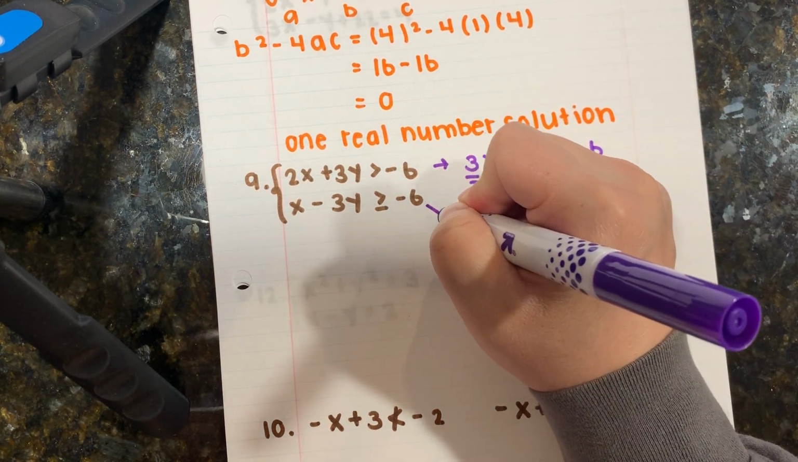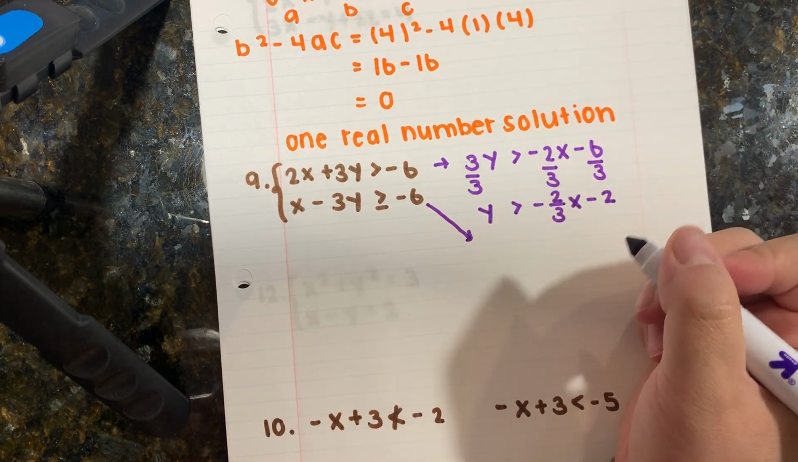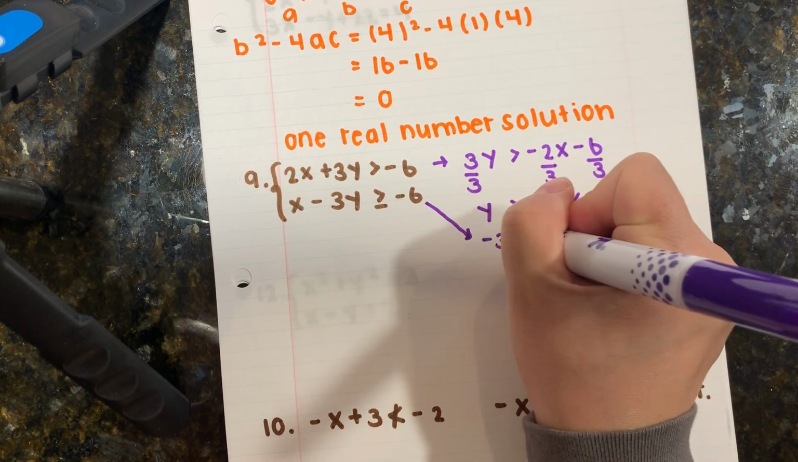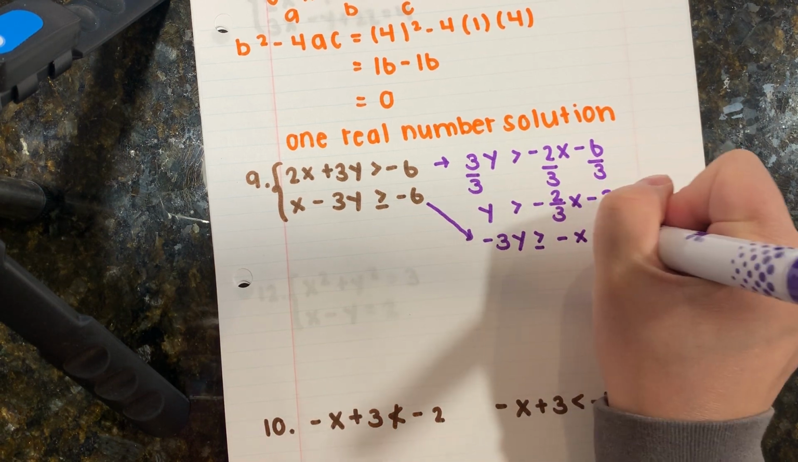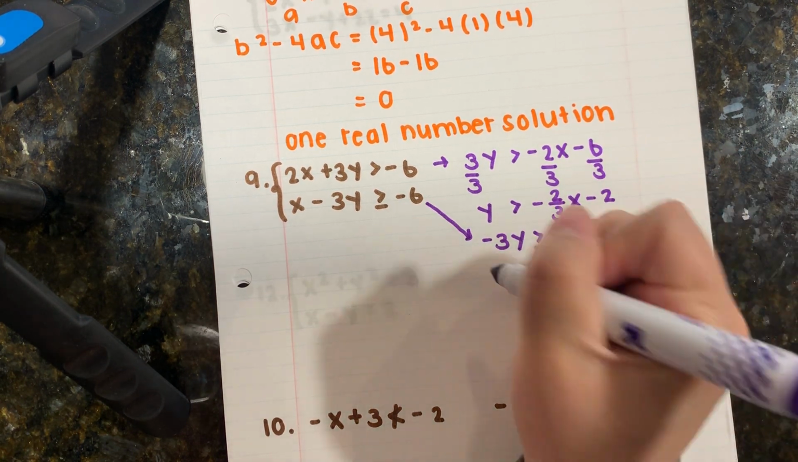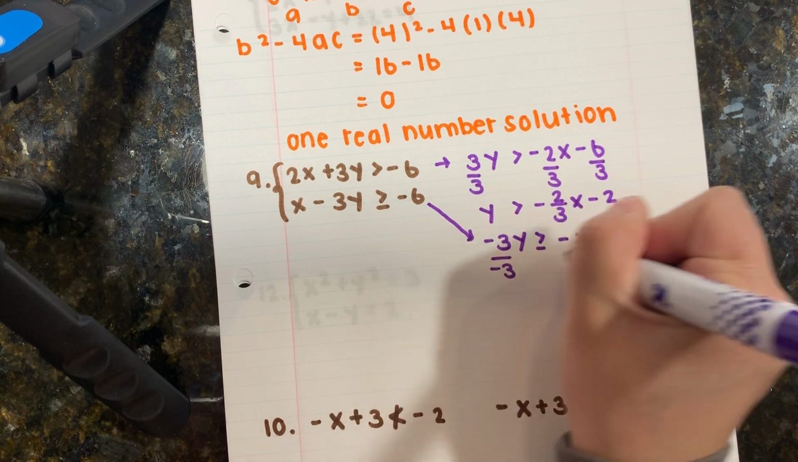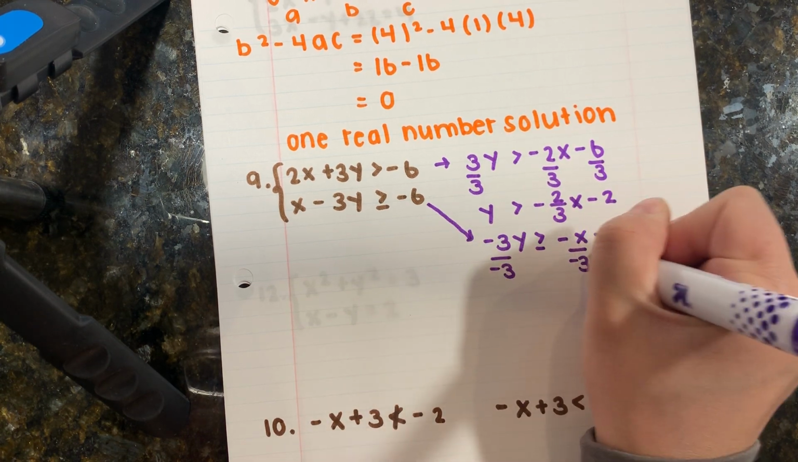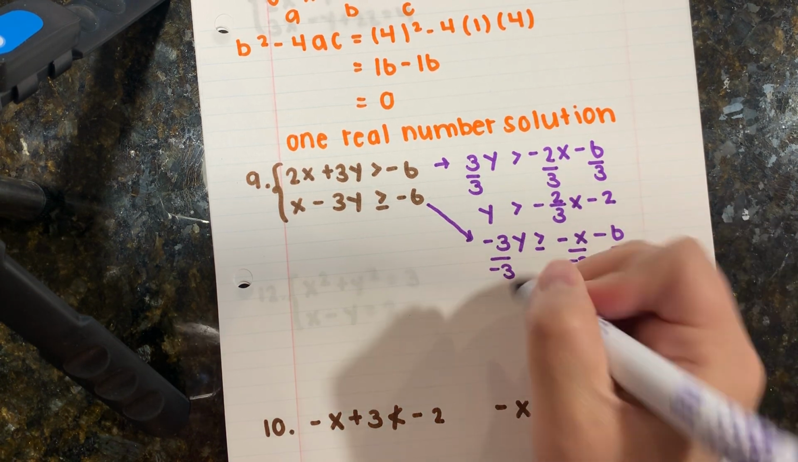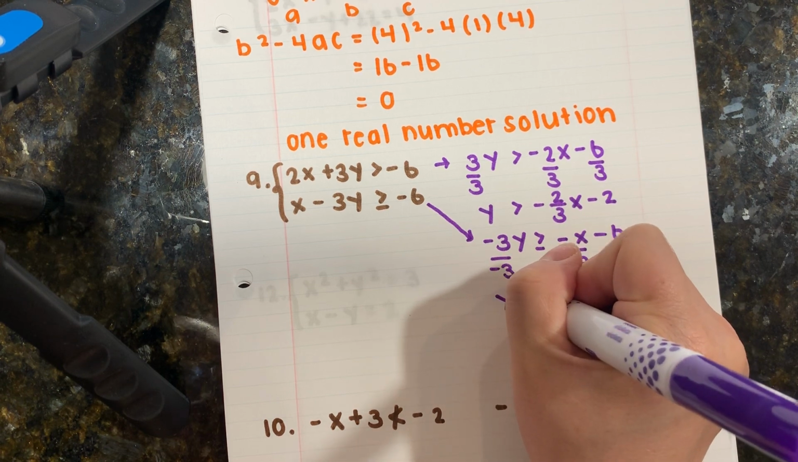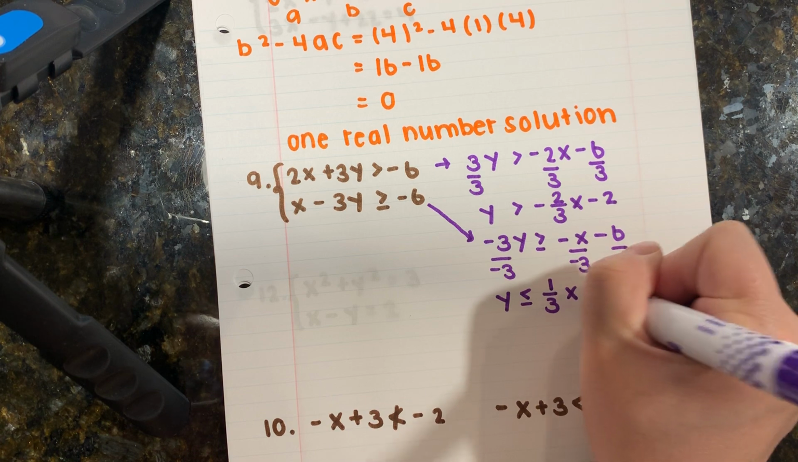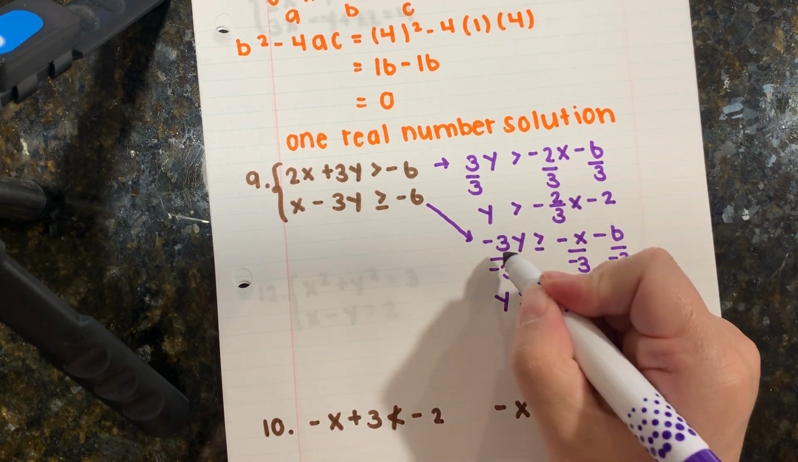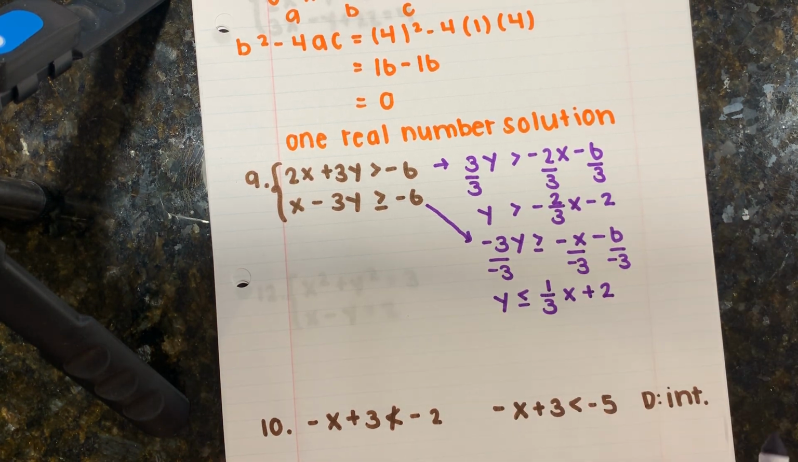Now I'm going to do this other one down here. So this would be negative 3y is greater than or equal to negative x minus 6. Then I'm going to divide by negative 3. And remember, when you divide by negative, it flips the sign. So this is going to become y is less than or equal to positive 1/3 x plus 2. So remember, when you divide by a negative, it flips the sign.